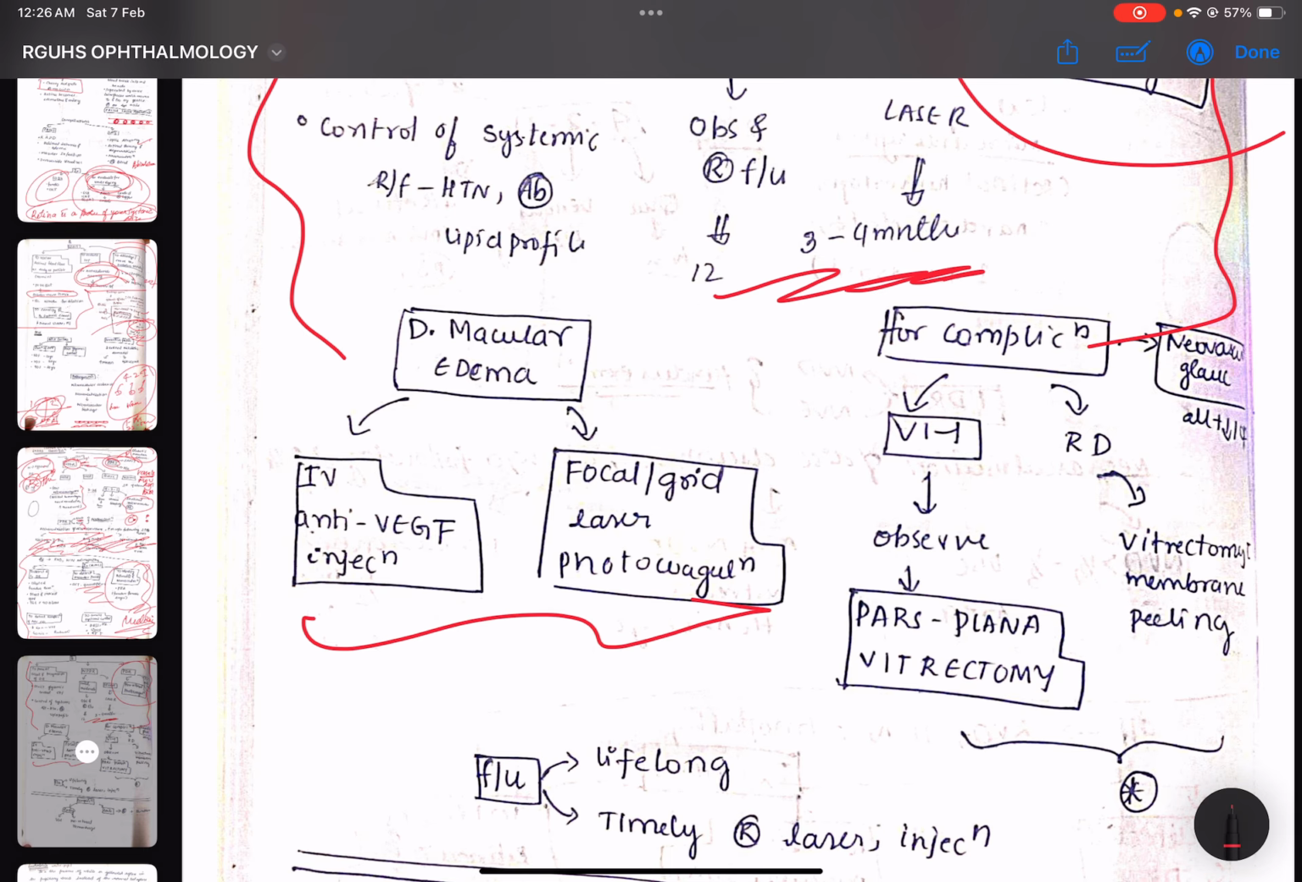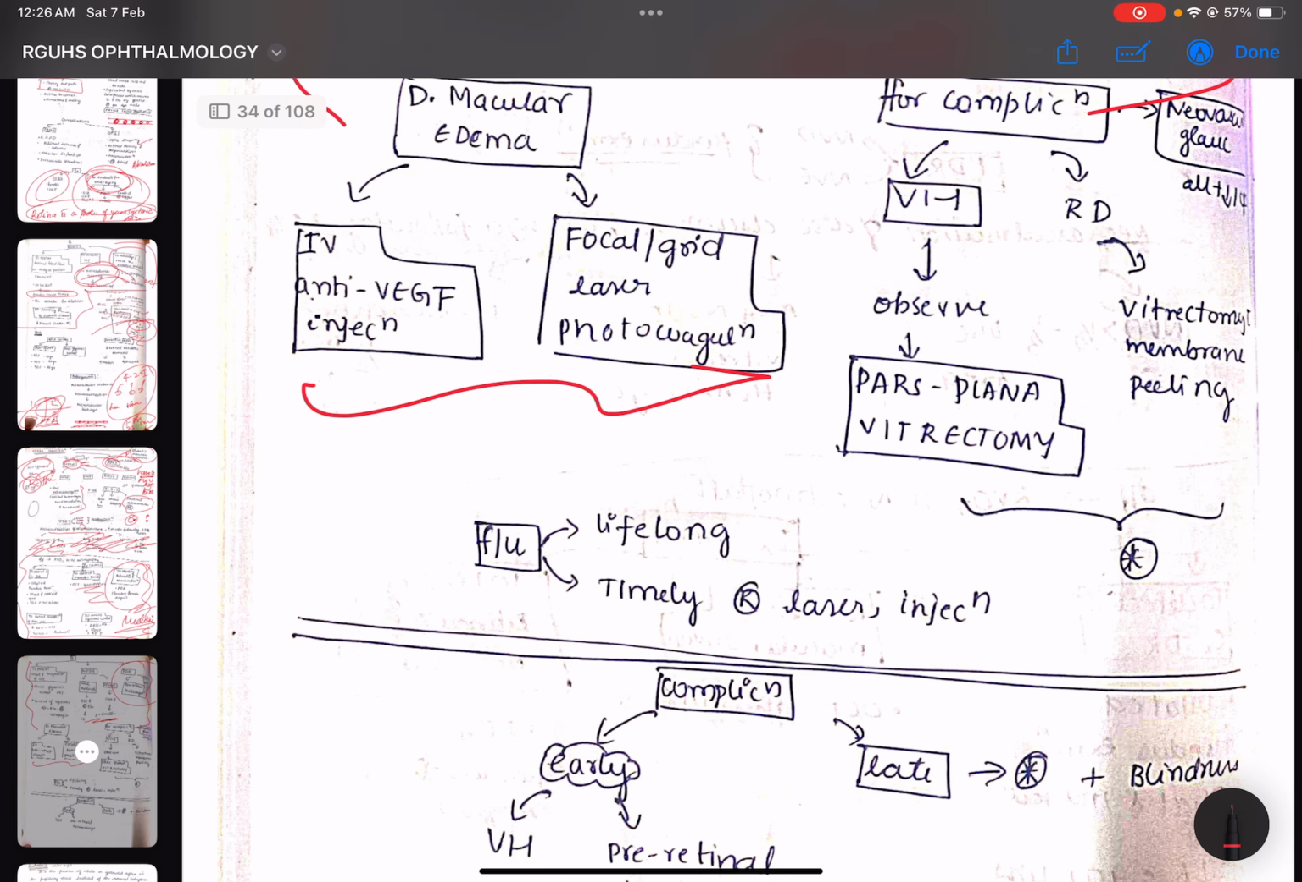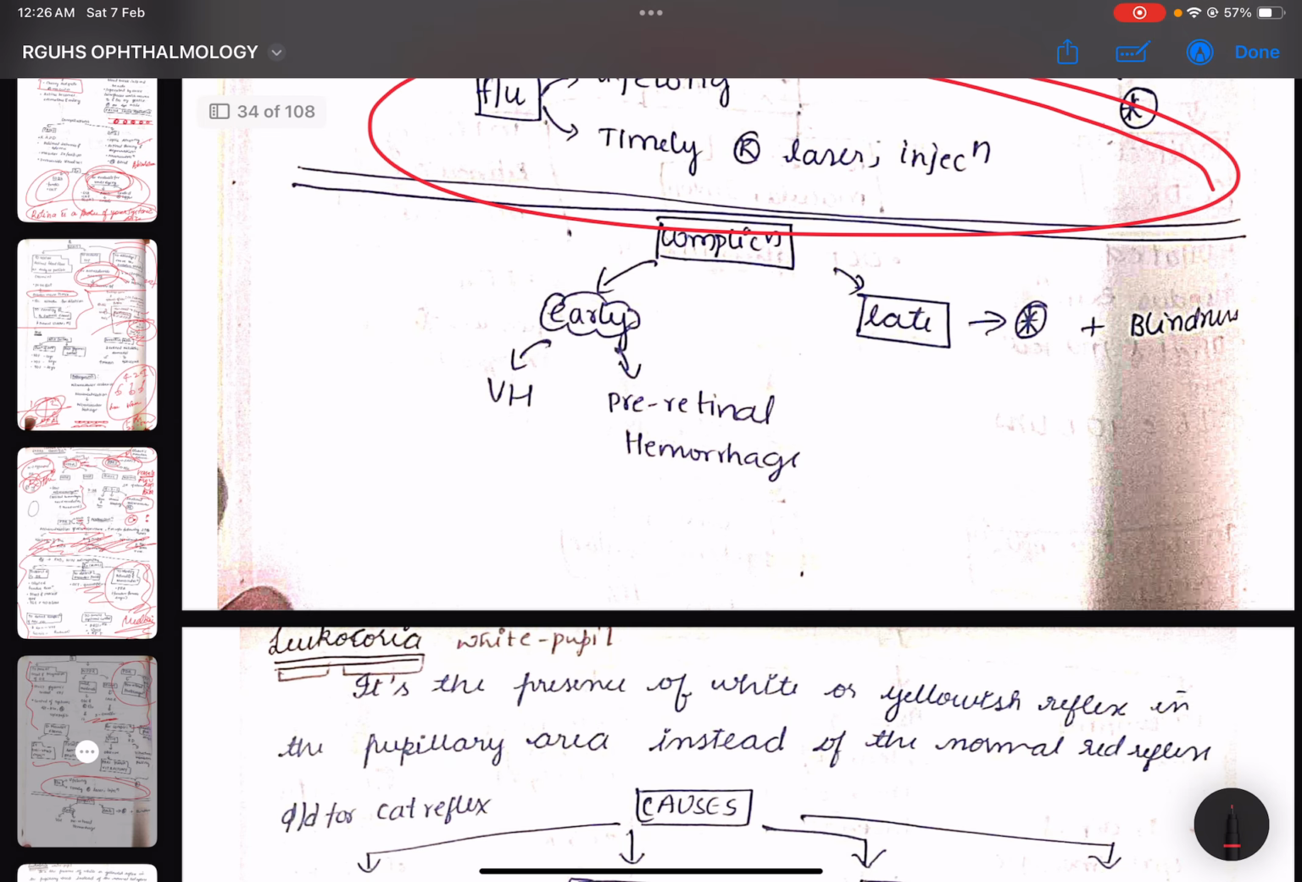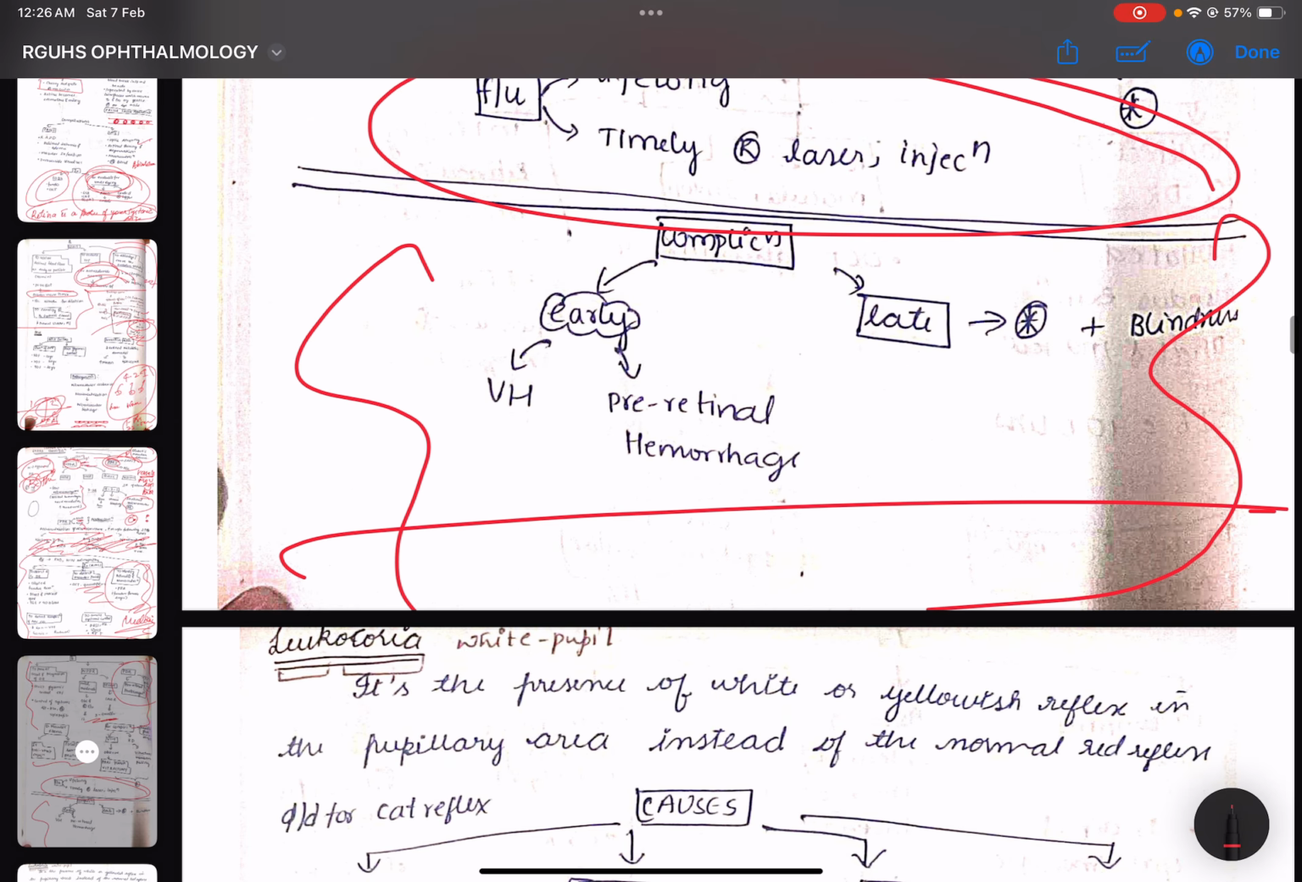But what we are mainly worried about is vitreous hemorrhage and retinal detachment. If that is there, obviously we have to remove it. That is vitrectomy, or pars plana vitrectomy, and follow-up is lifelong. These are the complications. While writing any complication in ophthalmology, one thing which you can write blindly is blindness.